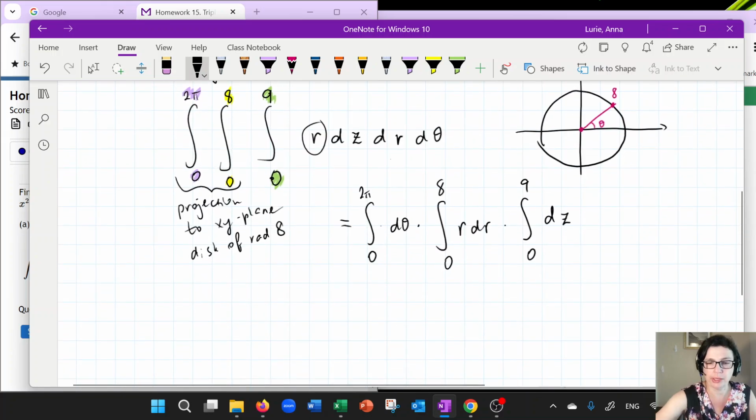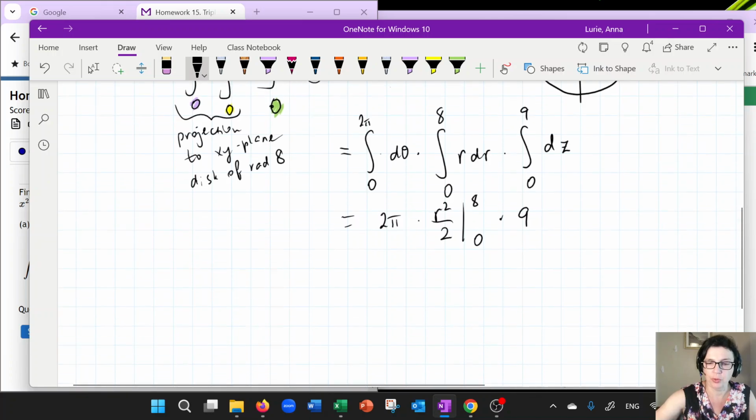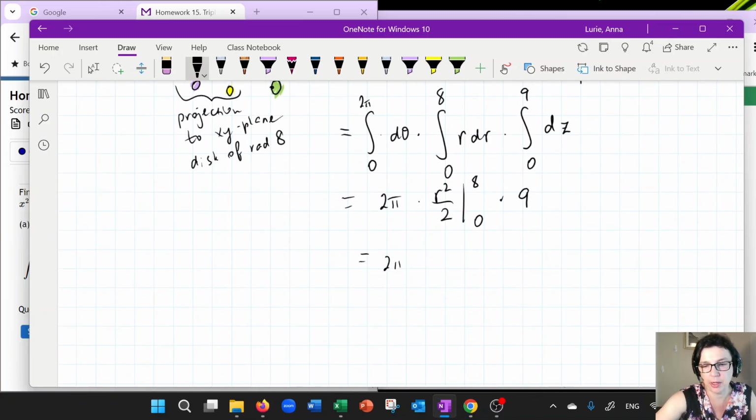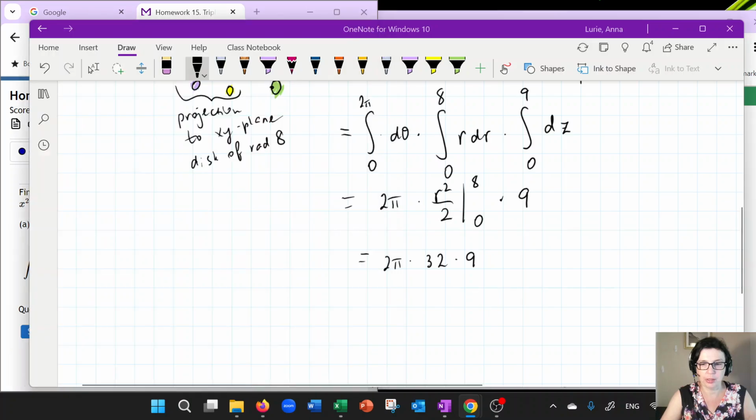Okay, so now let's compute. This part is very easy. That's just going to be 2 pi. Integrating r becomes r squared divided by 2, and we substitute 0 and 8. And then integrating z from 0 to 9 is just subtracting 9 minus 0, which is 9. So to summarize, we get 2 pi times 64 divided by 2, that's 32, and then multiplied by 9. That's going to be my answer. You don't even have to simplify. You can compute the numbers on the calculator, but other than that, that's it.